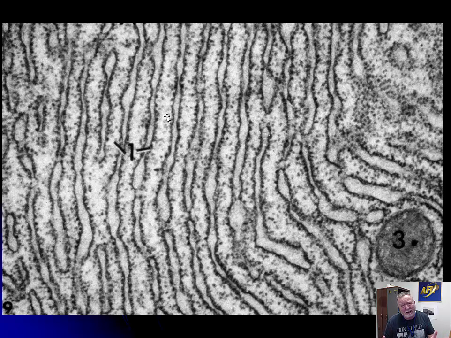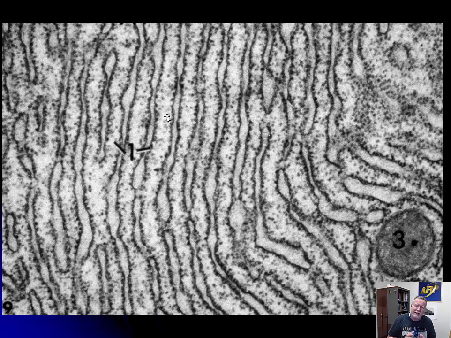Cells with very little, like neurons, don't excrete a whole lot of stuff. Every cell excretes something, but some, like neurons, are not made to excrete a lot except for maybe some neurotransmitters. So you don't see a lot of rough endoplasmic reticulum.